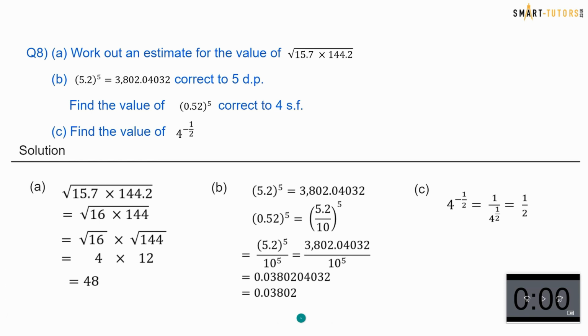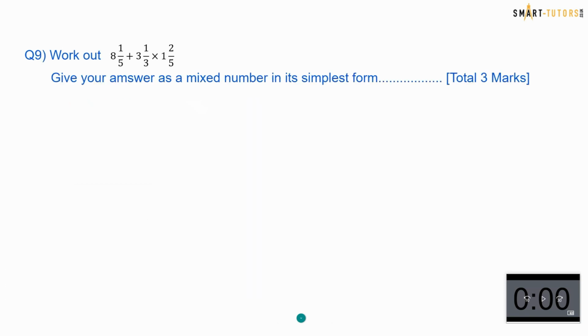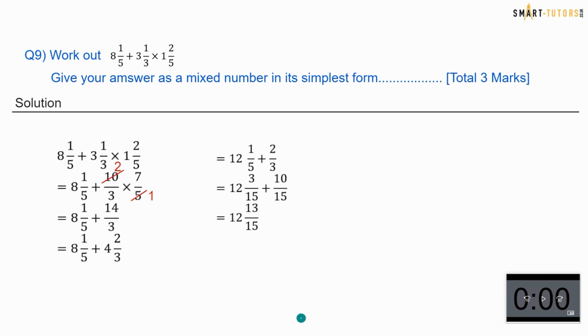Let's go to question number 9. Work out a fraction question. So 8 1/5 plus 3 1/3 times 1 2/5. Give your answer as a mixed number in its simplest form. It's a 3 marks question. Let's look at the answer and the solution. The answer for the question is 12 13 over 15.